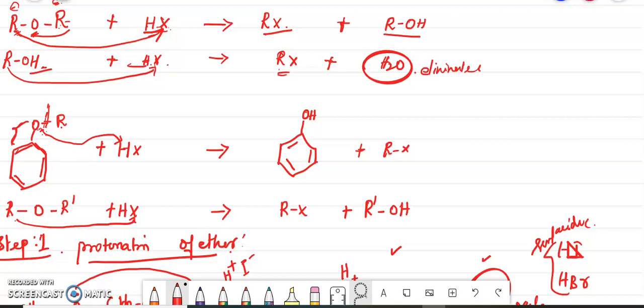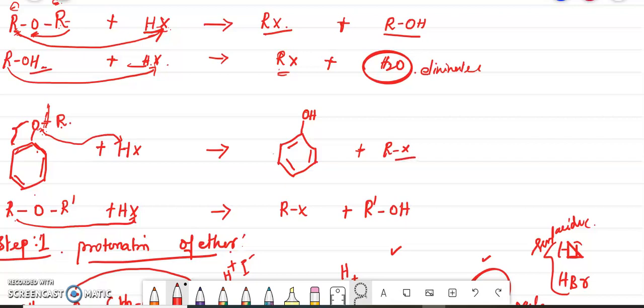Secondly, generally the reaction with alkyl aryl ether. Alkyl aryl ether means I have attached the benzene ring here. Can you see? I have attached the benzene ring here, and the oxygen atom is also attached with the alkyl group. This alkyl aryl ether reacts with the hydrogen halide and gives phenol and alkyl halide.